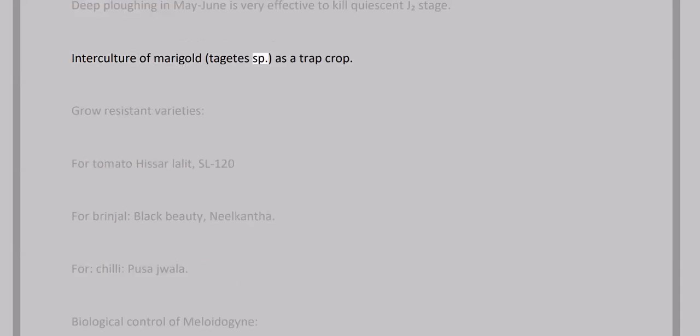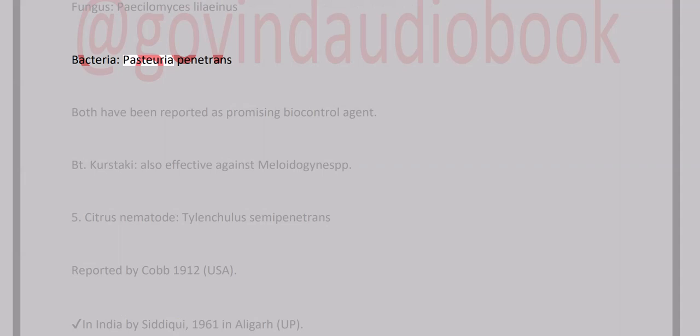Intercultivate marigold, Tagetes sp., as a trap crop. Grow resistant varieties: tomato Hisar Lalit, SL 120; for brinjal, Black Beauty, Nilkanta; chili, Pusa Jwala. Biological control of Meloidogyne: the fungus Paecilomyces lilacinus and the bacterium Pasteuria penetrans have both been reported as promising biocontrol agents. Bt is also effective against Meloidogyne sp.